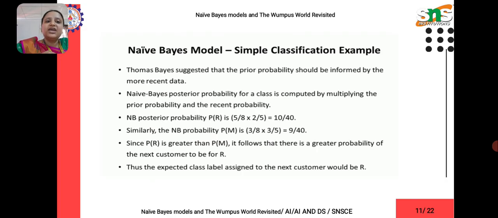In the same way, in the next possibilities, whenever you are calculating, you will be taking two values: 5 by 8 into 2 by 5, that is 10 by 40, and the next is 3 by 8 into 3 by 5, that is nothing but 9 by 40. When you see these expressions, who is getting the greater value? It could be R or M. Who is getting the greater value? It is nothing but R.